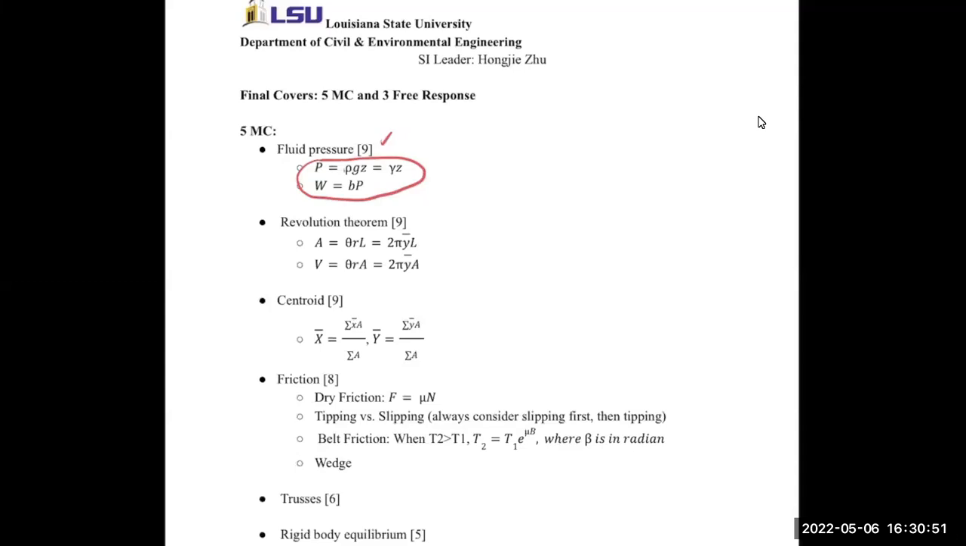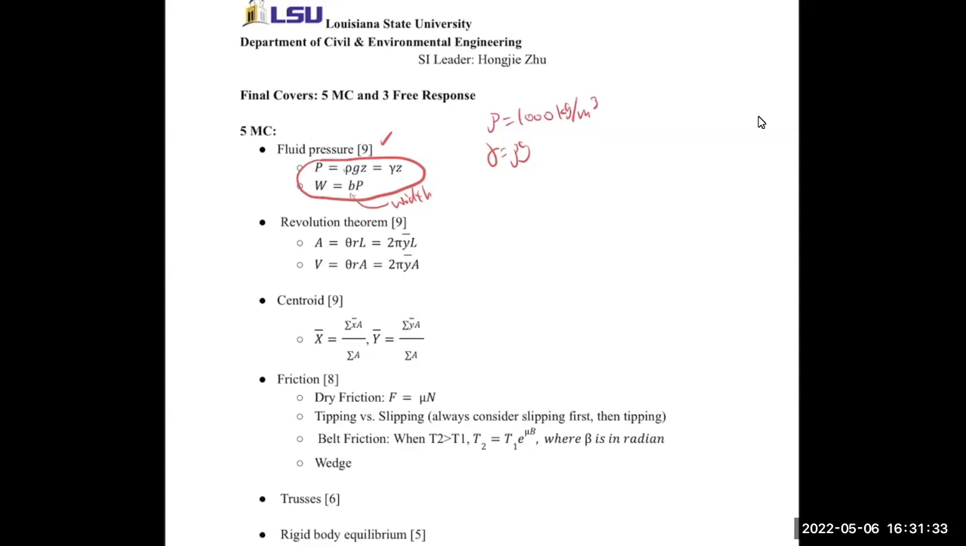We know that for water, rho is always 1,000 kilograms per meter cubed. Then G represents the gravity constant. Z represents the depth, and gamma is just equal to rho G. W represents the weight. After you determine the pressure, you're able to determine the weight. For weight, you just take the pressure multiplied by the width. It will usually be given, and if not, you can tell by the graph.